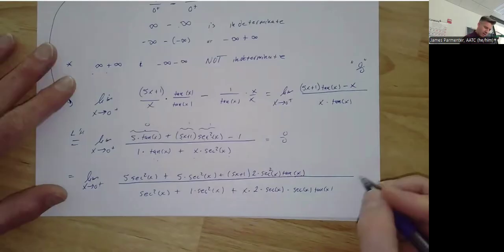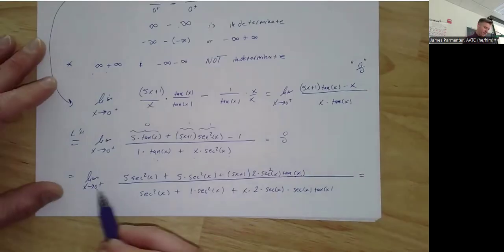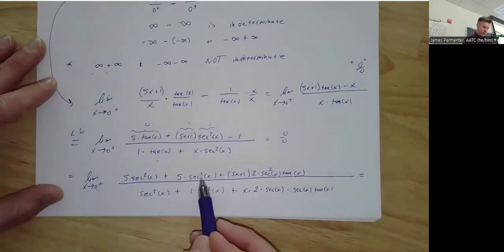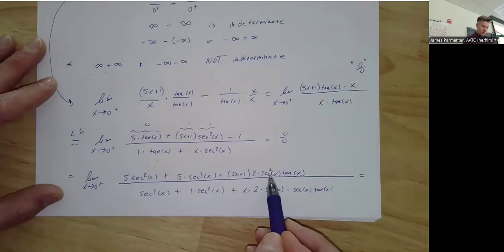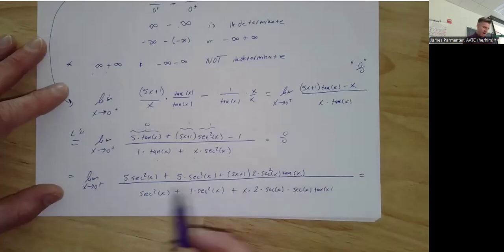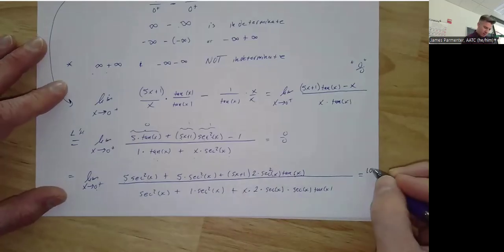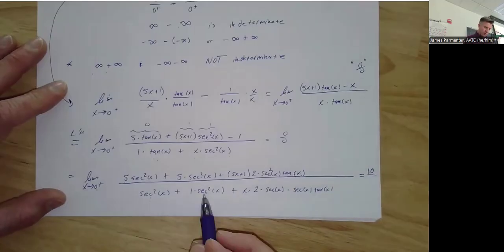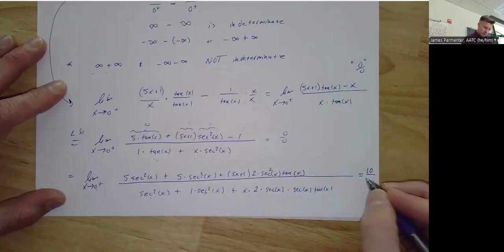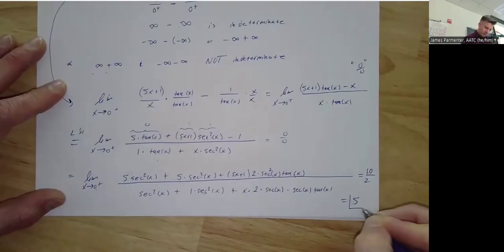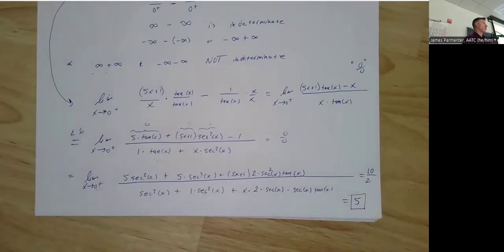And then we plug in, and if we plug in 0, we get 5 times 1 plus 5 times 1 plus 1 times 2 times 1 times 0. So we really get 5 plus 5, which is 10 on top. On the bottom, we get 1 plus 1 plus 0. So we get 2 on the bottom. So our final answer is 5. It's a lot of work for 5.